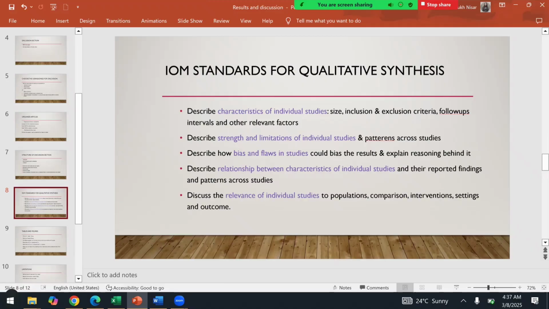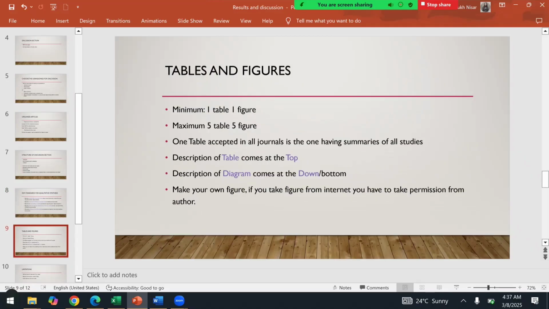So this is the standard for writing the discussion section. You should have at least one table and one figure. Here one figure is the Prisma flow diagram, and one table should be the summary of the articles or summary of the outcomes in each study. Maximum you can have 5 tables and 5 figures. One table that you should have and is accepted in all journals is the summary of all studies.